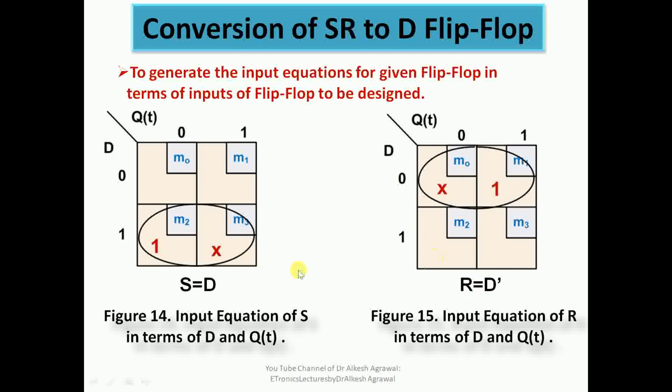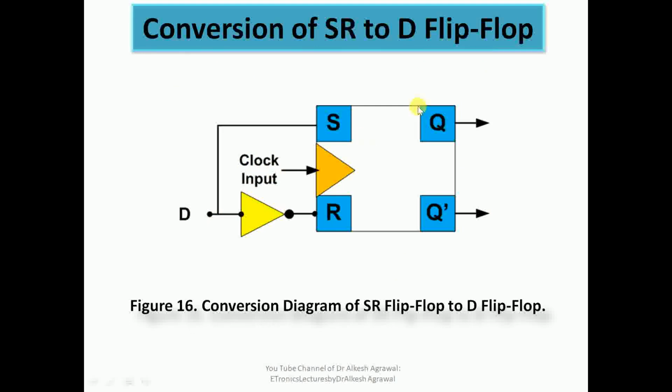So now based on these input equations, we have SR flip-flop, and for the D input, S is the same as D, so we connected it as it is, and for the R input we have it through an inverter. So we can easily see that SR is converted into D flip-flop, and we have verified again how this SR can be converted into D by shorting these two inputs, but with the help of an inverter in between D and R. So this is how we can convert SR flip-flop into D flip-flop.